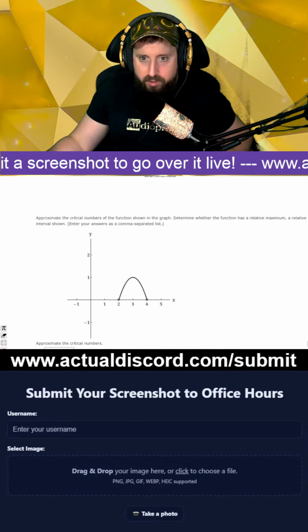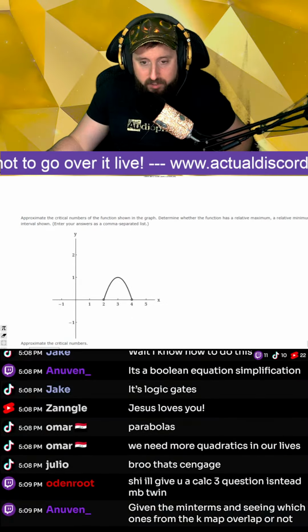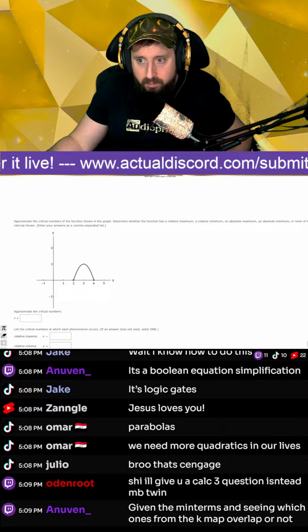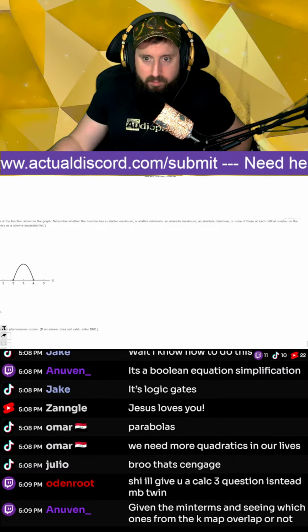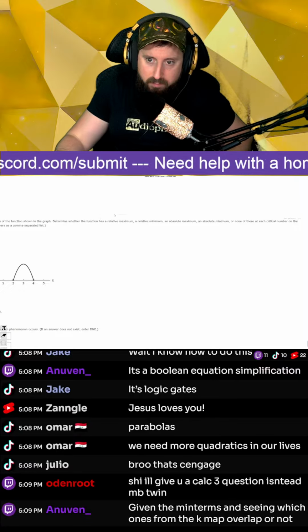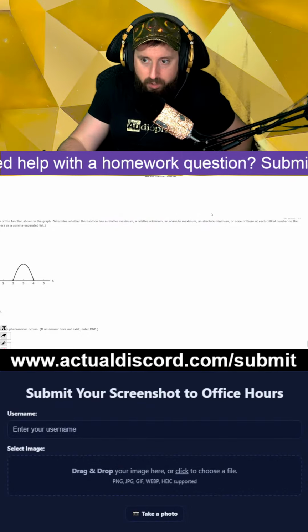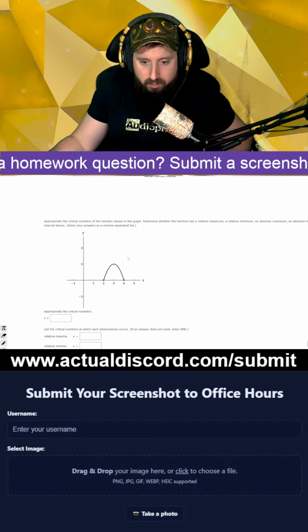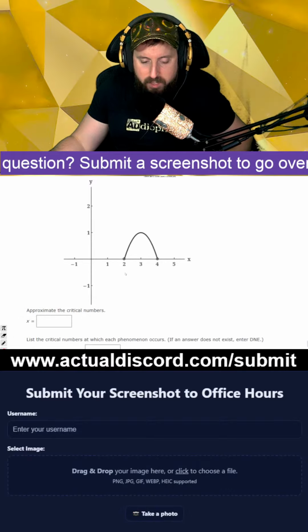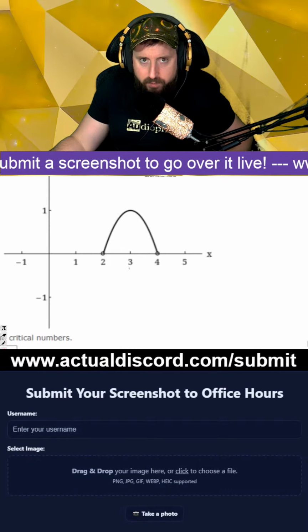Yeah, so critical numbers, this is like finding mins and maxes of functions, yeah? Because all of these things, like relative maximums, relative minimums, absolute max, absolute minimums, these occur at critical numbers. And critical numbers are defined as, I believe, where the derivative is 0 or where the derivative is undefined.